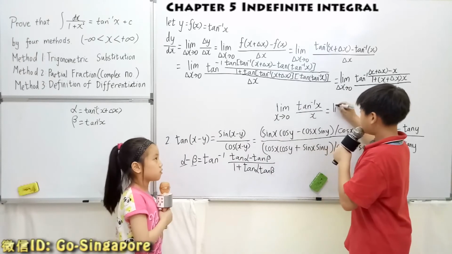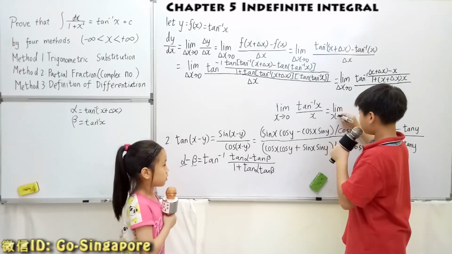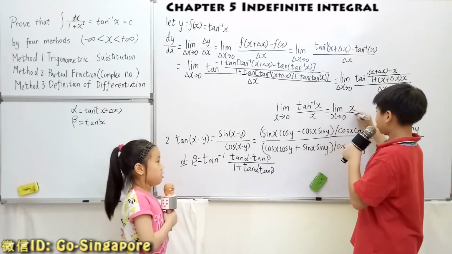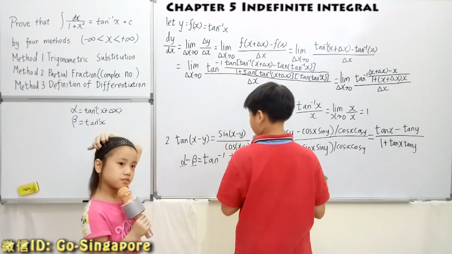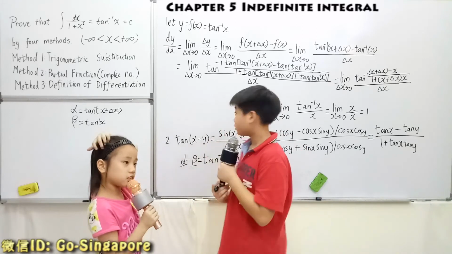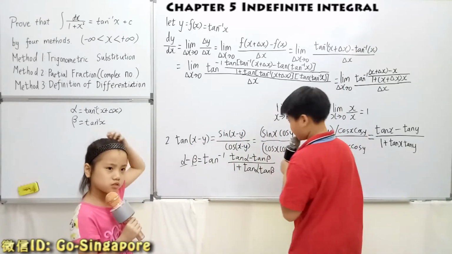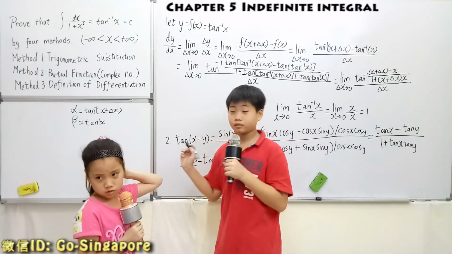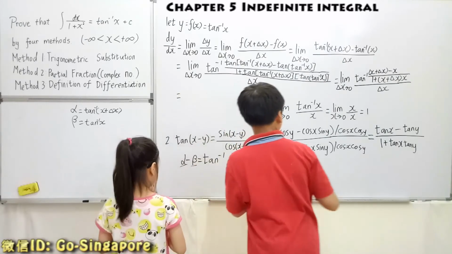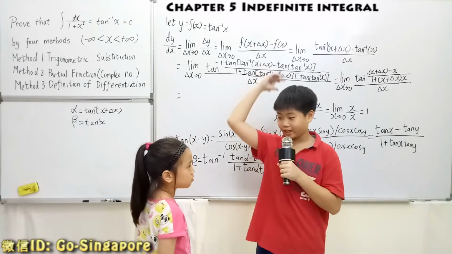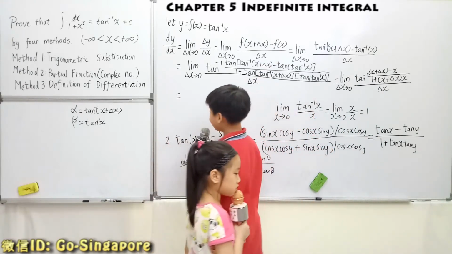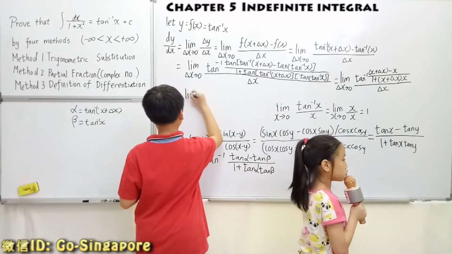So this is actually the limit as x approaches 0 of x over x. So this is 1, right? Yes, as it's equivalent. So that means this inverse tangent we can just throw away. We can just forget about it.